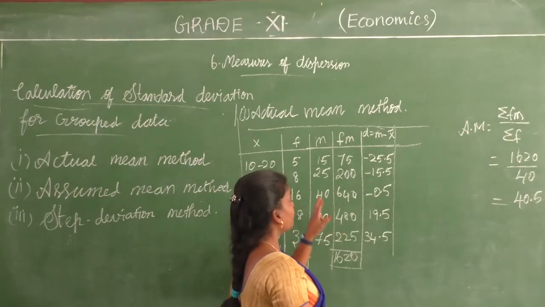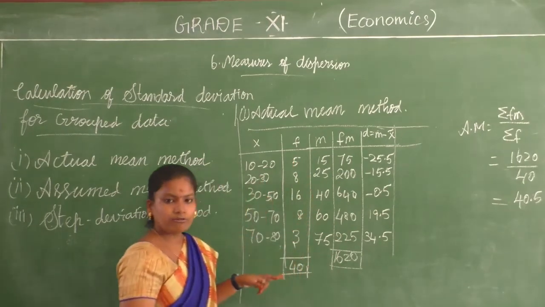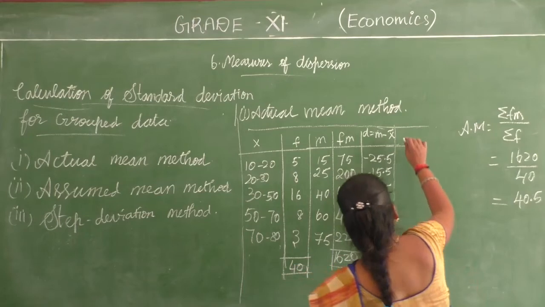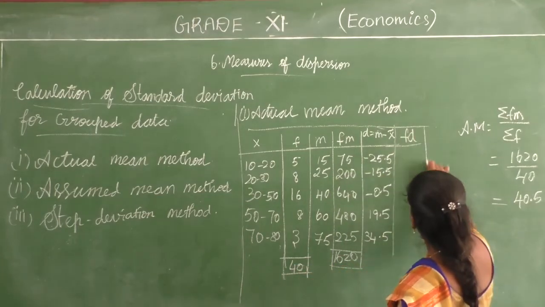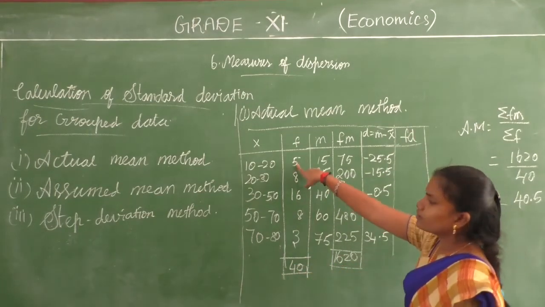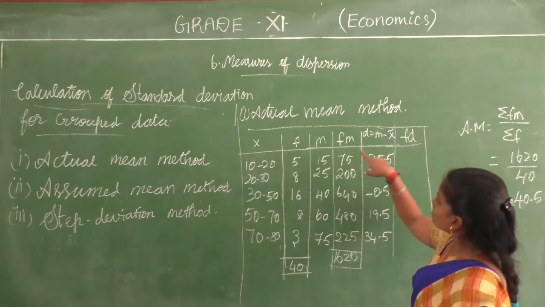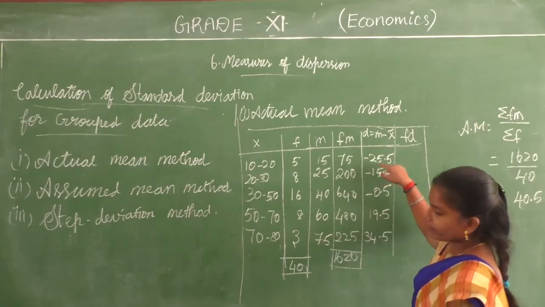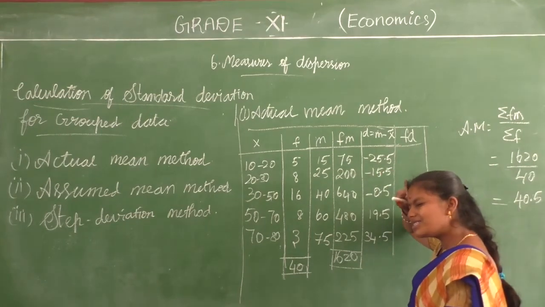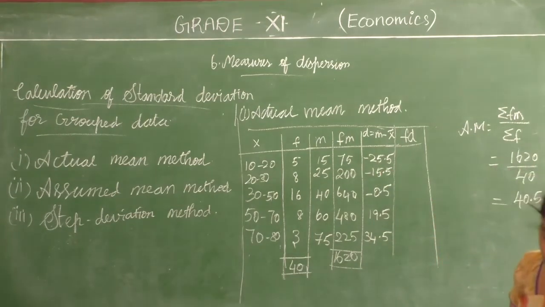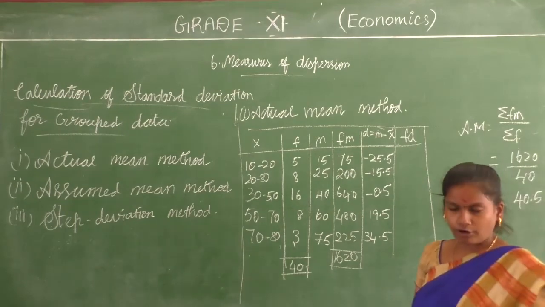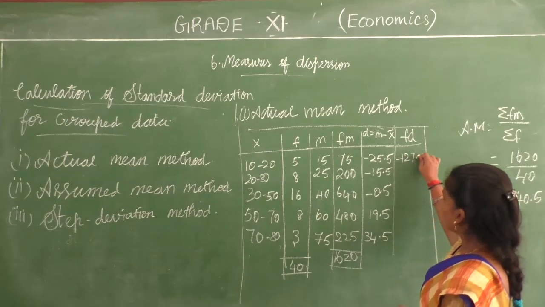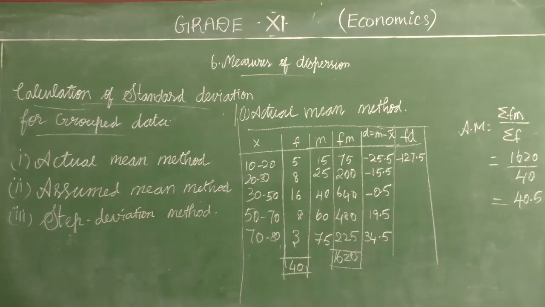No. What you have to do next? F into D. What is your next step? F into D. Where is your F? 5. 5 into what is your D? Minus 25.5. You need to take this minus sign seriously into account. You cannot just leave it off. Right? You have minus 127.5. Right, children?